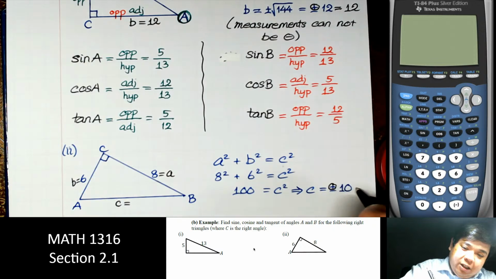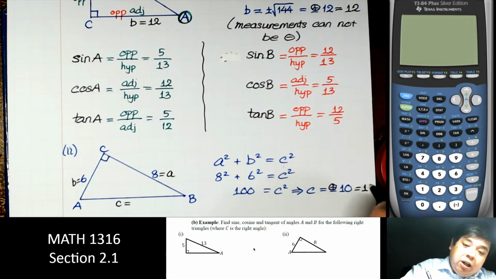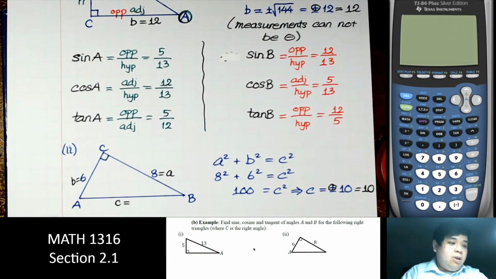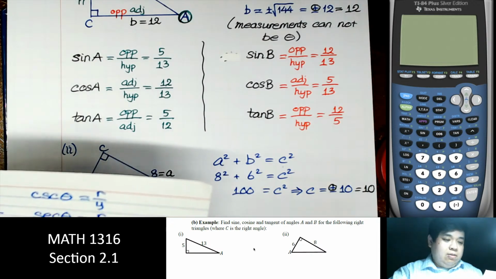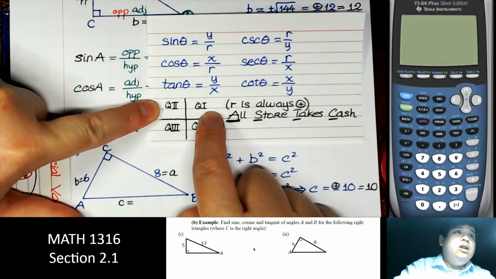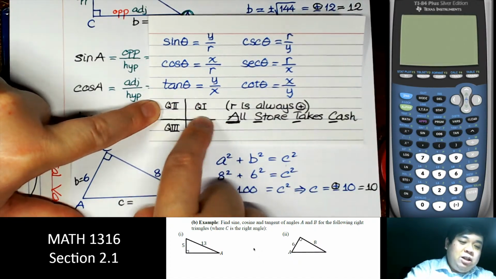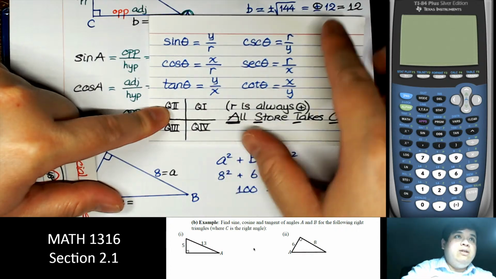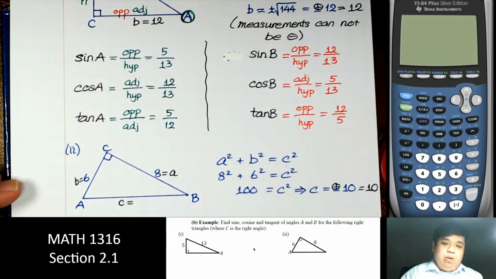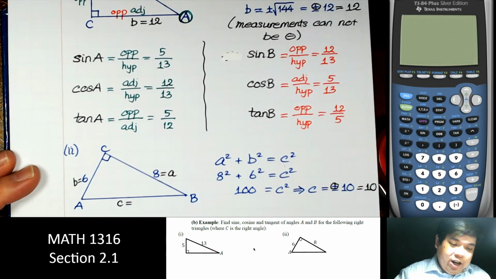The nice thing about trigonometry using a right triangle is that all of them will be positive. Yeah. So in the first quadrant, from 0 to 90 degrees, everything is positive. All the trig functions are positive. So we don't have to worry about the negative case. Right.